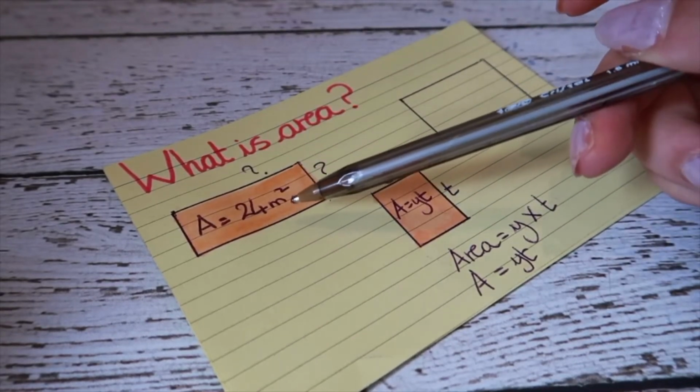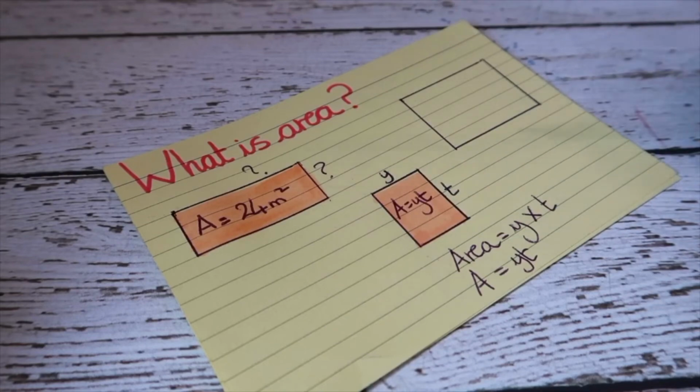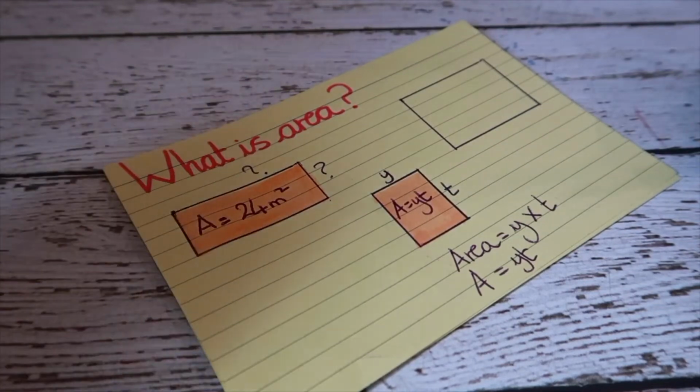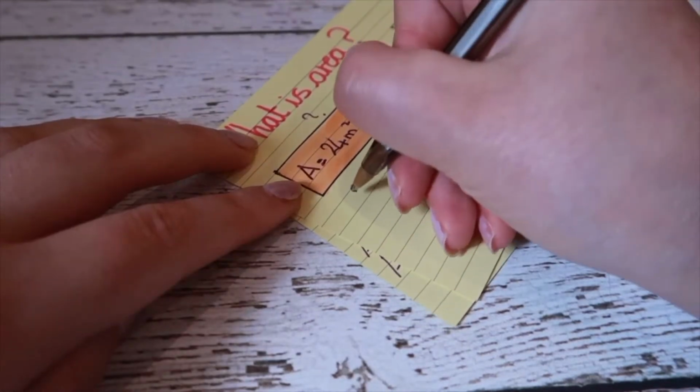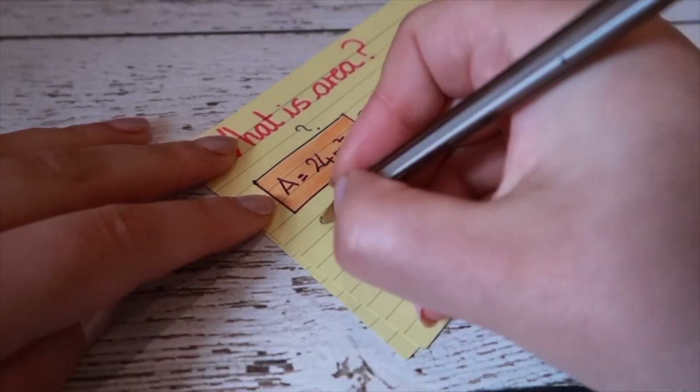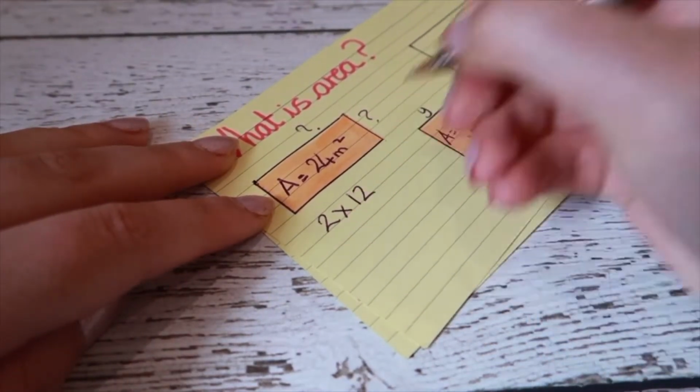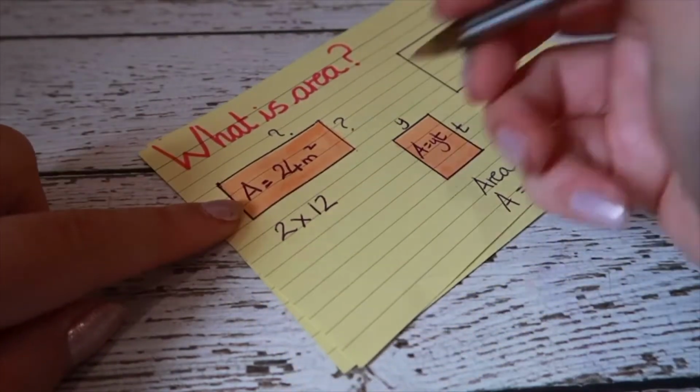So I haven't given you the width and length, but we do know that the width times length will give us the area. So in this case, the area is 24 meters squared. What could the width and length be? So you're basically thinking of two numbers. When you multiply them, it gives you the answer of 24.